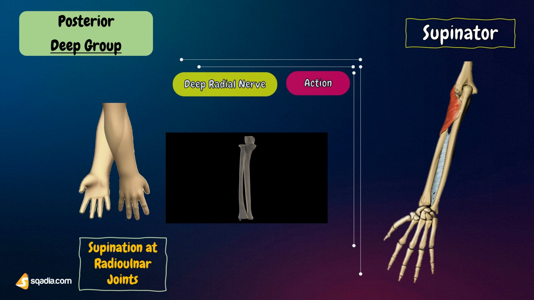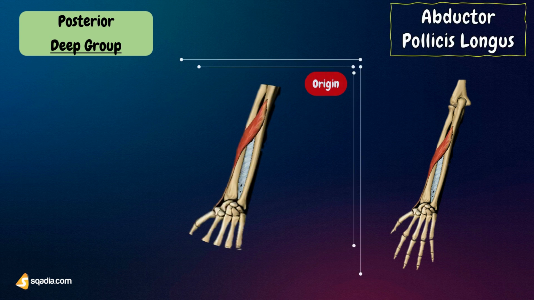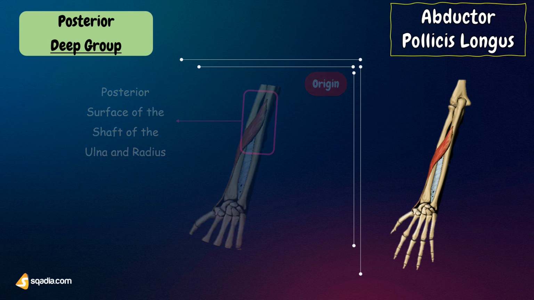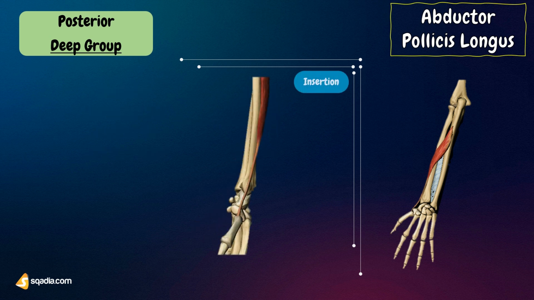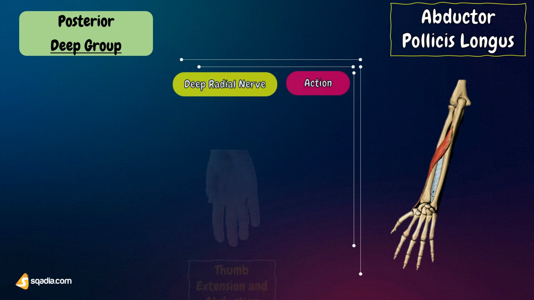The next muscle is the abductor pollicis longus. This muscle originates from the middle of the posterior surface of the shaft of the ulna and radius and adjoining interosseous membrane. The tendon passes under the extensor retinaculum and is inserted into the posterior surface of the base of the first metacarpal bone. Supplied by the deep branch of the radial nerve, this muscle abducts and extends the thumb at the carpometacarpal joints.